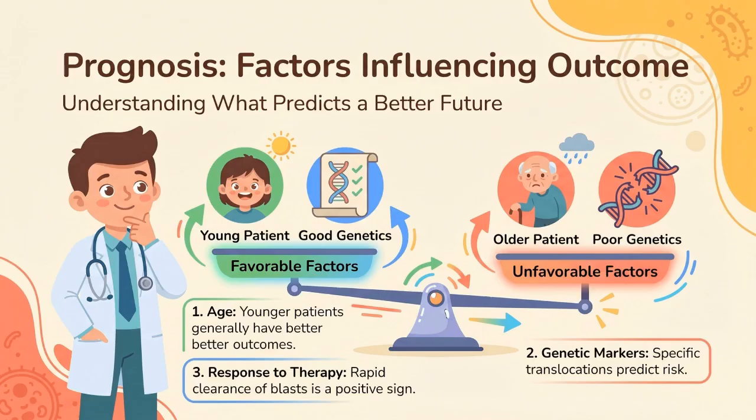Initial white blood cell count at diagnosis can also be prognostic, with very high counts sometimes indicating a more aggressive disease. The response to initial therapy is perhaps one of the most immediate and impactful prognostic factors. Your accurate identification of blasts and contribution to subtyping is foundational to assessing these factors. These elements collectively guide treatment decisions and help predict a patient's journey. Next, we'll dive into a case study to see how these concepts apply in a real-world pediatric ALL scenario.